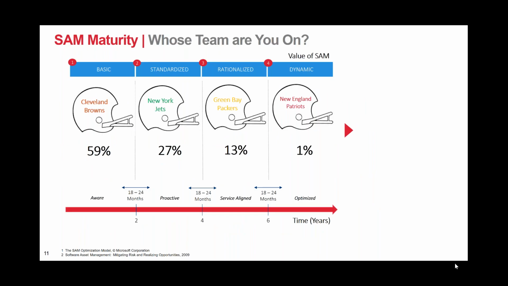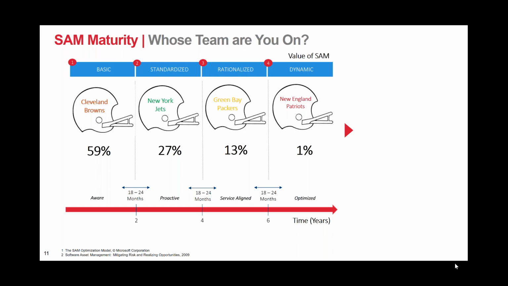So when you think about SAM maturity, again, I presented this at Gartner, the Gartner conference last week. You have to ask yourself, what team are you on, right? So when we talk about maturity, there's generally four categories. Given that it's NFL and kickoff for football in the last few weeks, I wanted to present this back to people in something that they would understand.